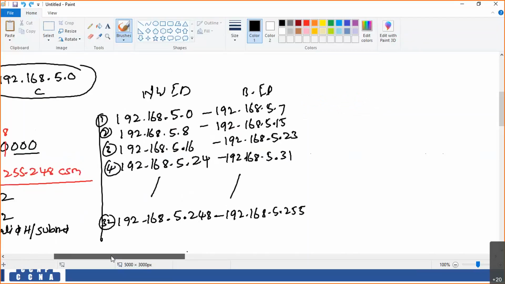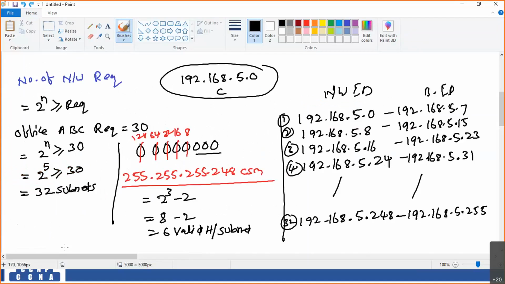So this is how we can customize based upon our network requirement. Let's see one more example based upon host requirement.